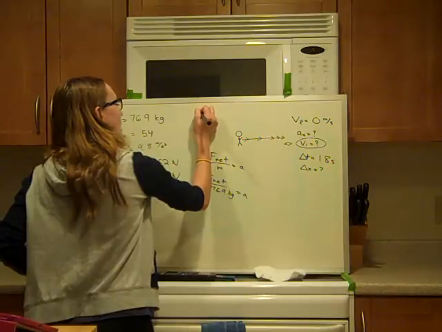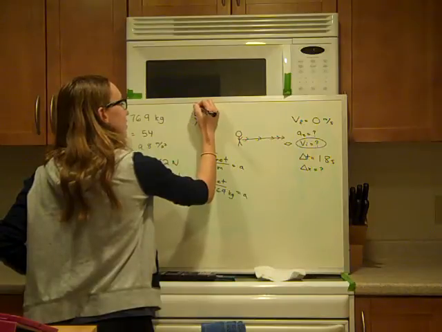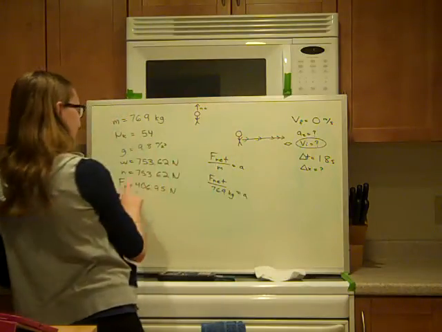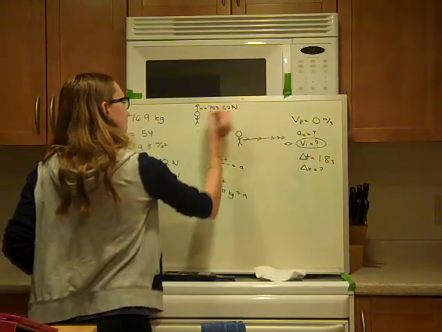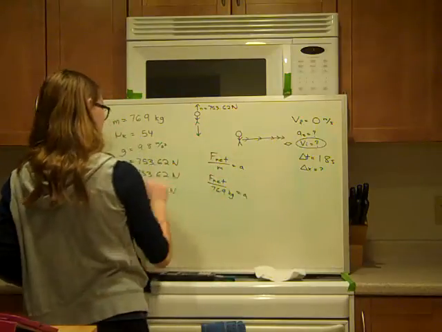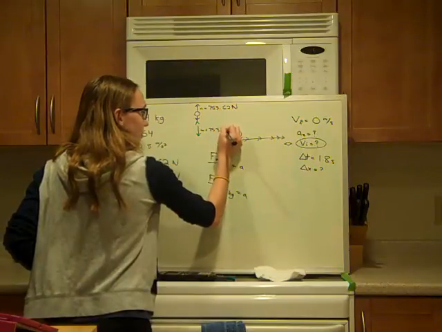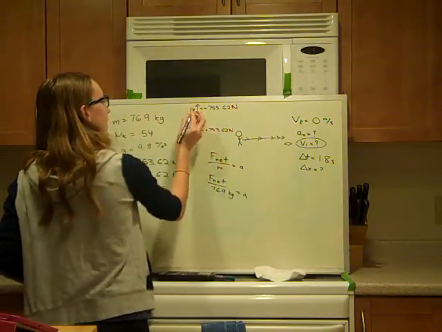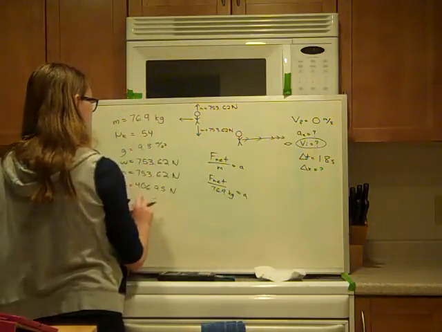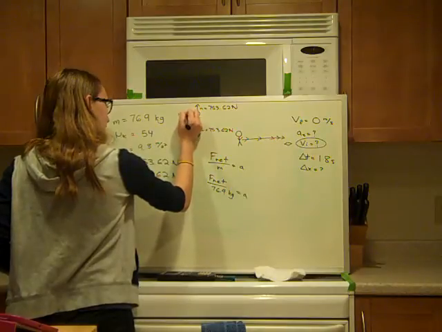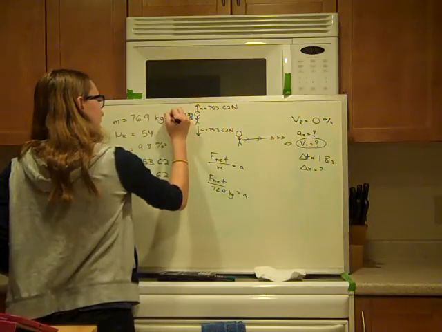So we've got our baseball player. Again, this is just him in another iteration. He's got normal force pushing him up, and that is 753.62 newtons pushing him up. He's got 753.62 newtons pushing him down in weight. And then he's also got kinetic friction slowing him down. So he's got 406.95 newtons as his kinetic friction.